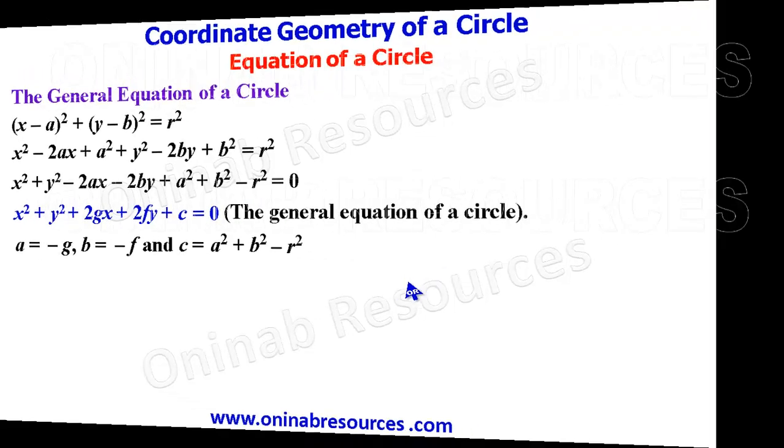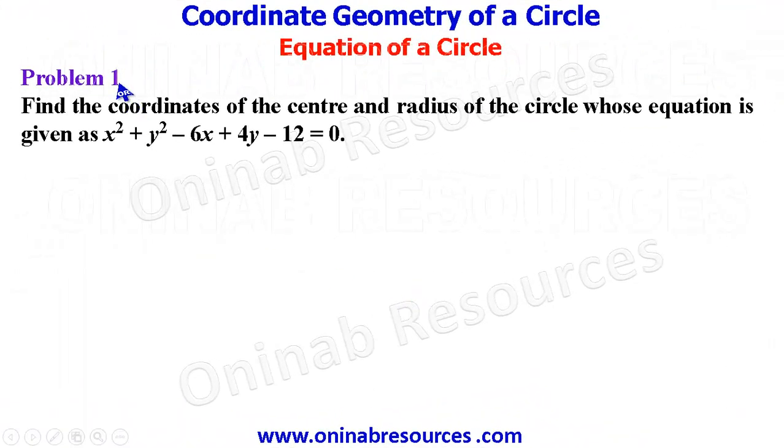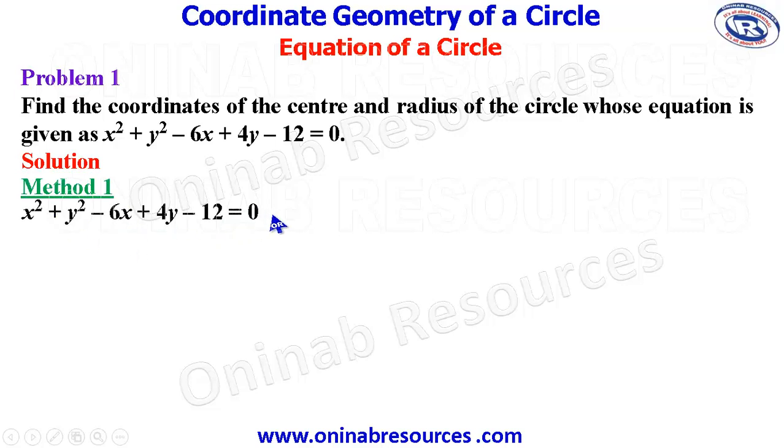So we take the first problem. Problem 1. Find the coordinates of the center and radius of the circle whose equation is given as x squared plus y squared minus 6x plus 4y minus 12 is equal to 0. In our solution, I'm going to provide us with two methods of solving this problem. The first method, we compare this equation with the general equation of a circle.